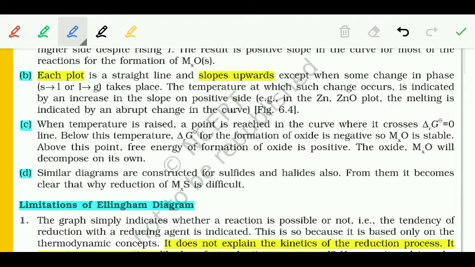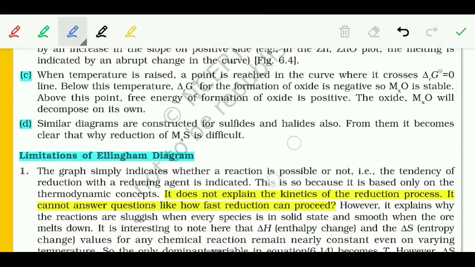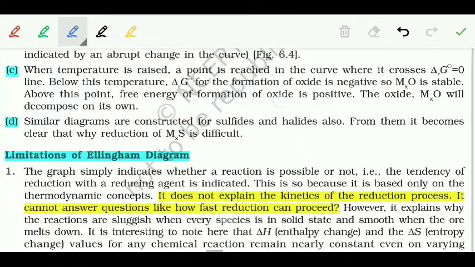For example, in the zinc and zinc oxide plots, the melting is indicated by an abrupt change in the curve. The curve changes dramatically, they are saying that. Now the next point, that is point C. When temperature is raised, a point is reached in the curve where delta G is 0, meaning our line is crossing delta G equal to 0. Below this temperature, delta G for the formation of oxide is negative. Mark this word: delta G for the formation of oxide is negative.